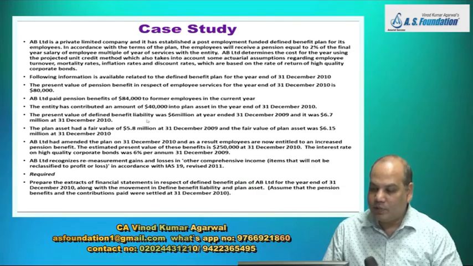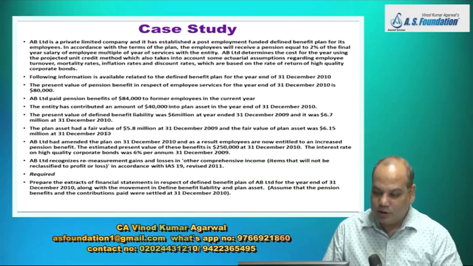Present value of defined benefit liability was 6 million at the beginning and 6.7 at the end. Go to step 3, tick mark 6,000 opening, tick mark 6700 closing in the liability, and then in the asset step 4, tick mark opening 5.8 million, 5800, tick mark closing 6150, single tick. And what we will do, using this opening balance, will also calculate the interest.